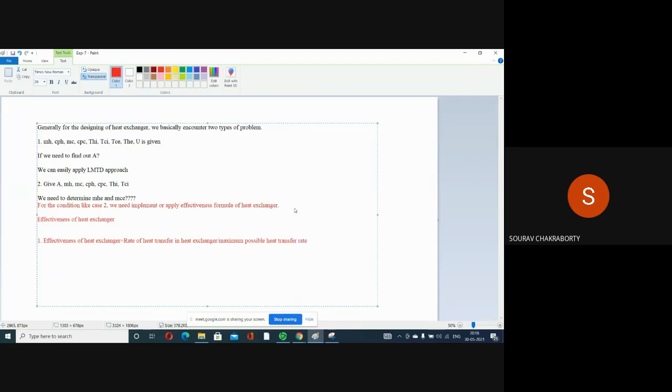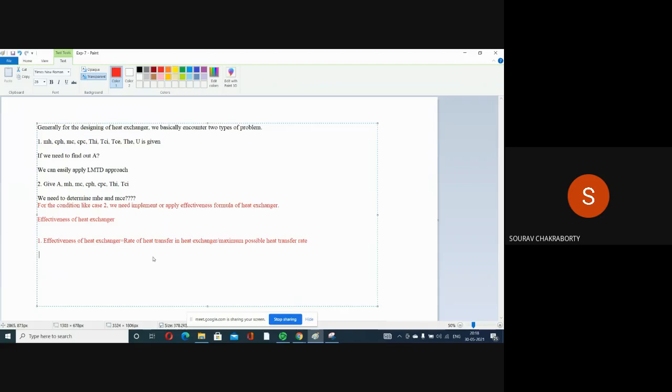Okay, there are two approaches. We can find out the effectiveness of a heat exchanger on the basis of NTU, number of transfer units, and capacity ratio. This is the second approach that we will show. But the initial approach is this one, that the effectiveness of heat exchanger can be calculated from this equation: it is equal to the rate of heat transfer in heat exchanger divided by the maximum possible heat transfer.